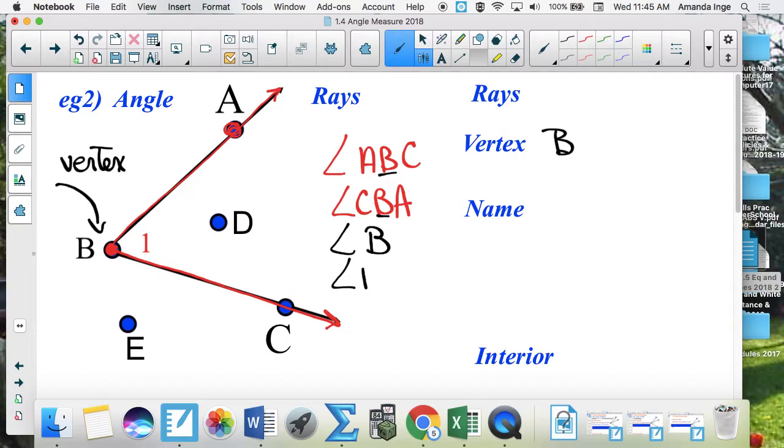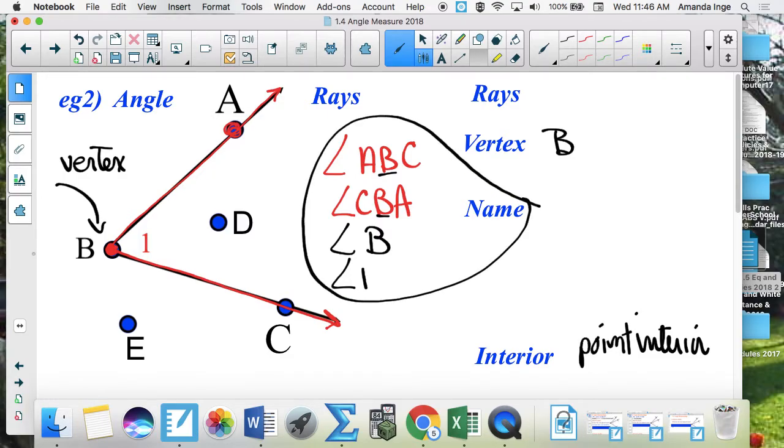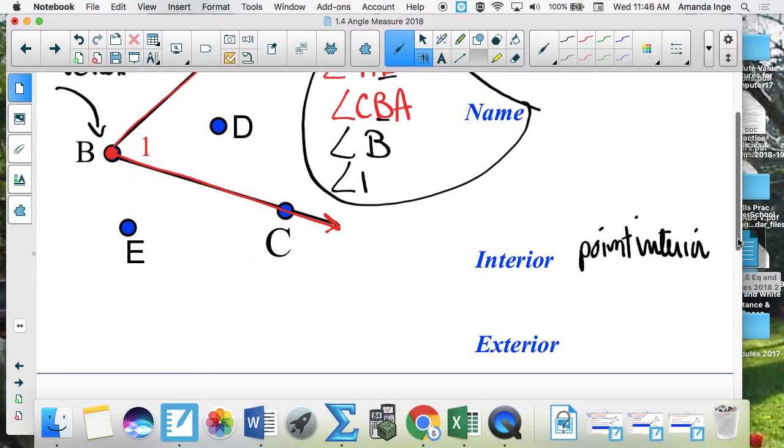So an angle has an interior and an exterior. Point D is on the interior of the angle. The exterior of the angle would be E. So point E would be on the exterior. So point D is on the interior, point E is on the exterior.